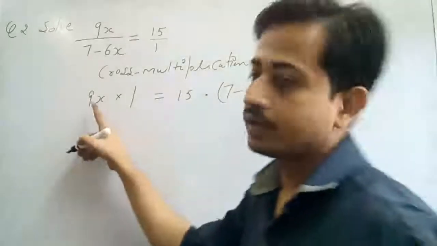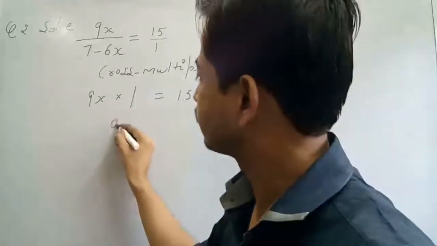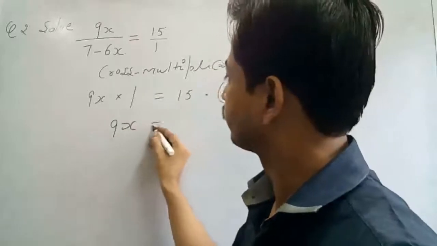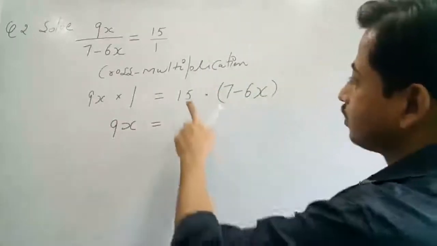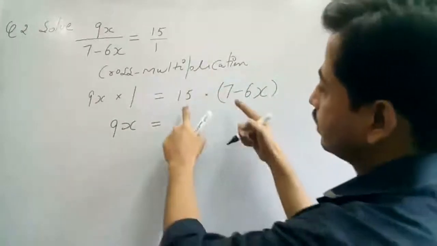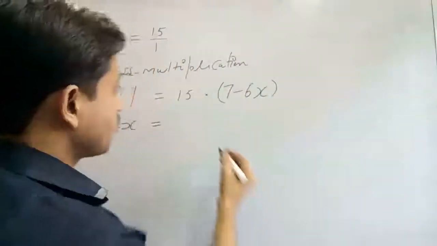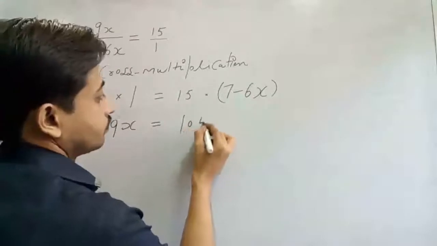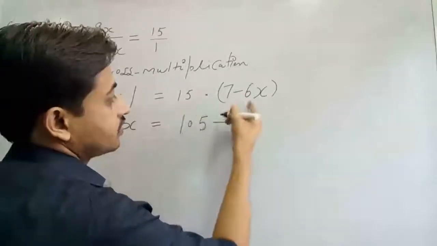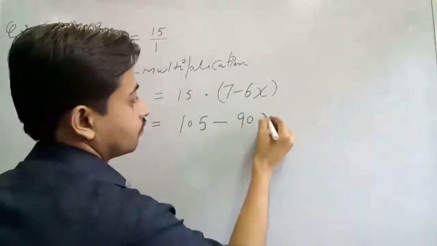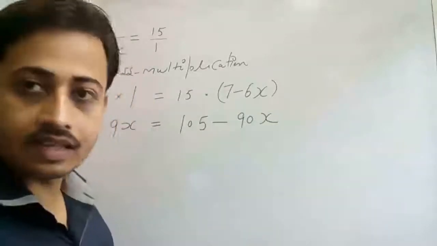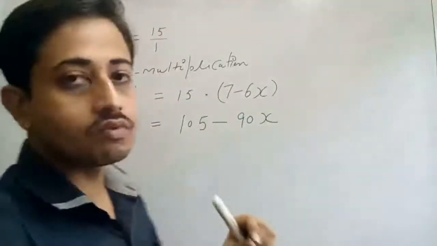Now, if we multiply 9x with 1, what we will get? We get 9x. Now do multiply. 15 multiplied by 7. 15 7s are 105. 15 6s are 90x. Now solve this. We have to get the value of x.